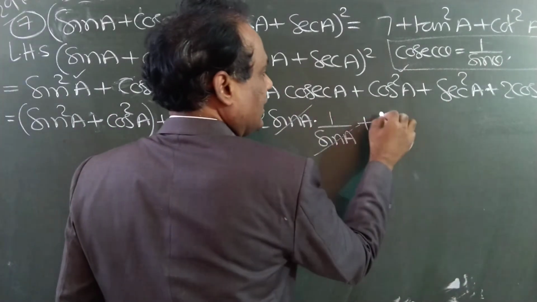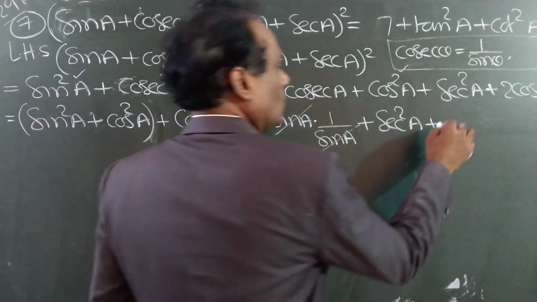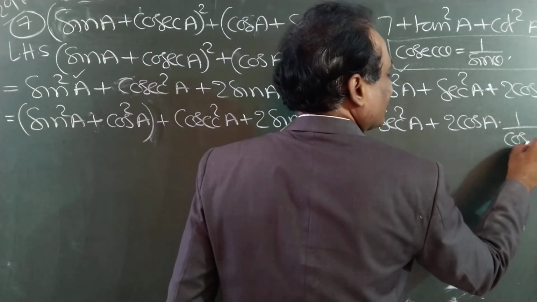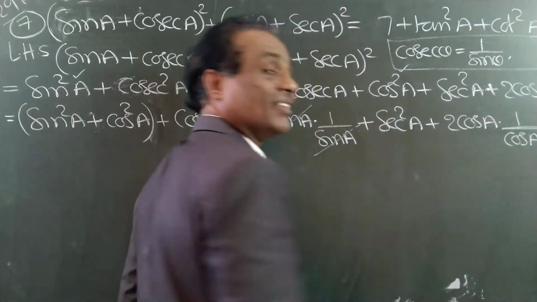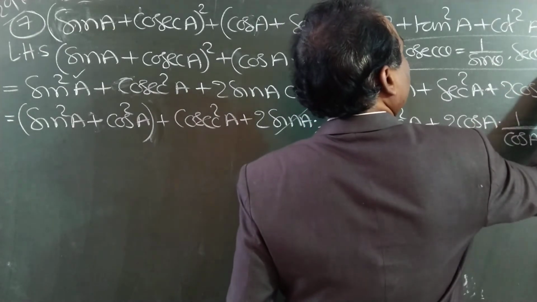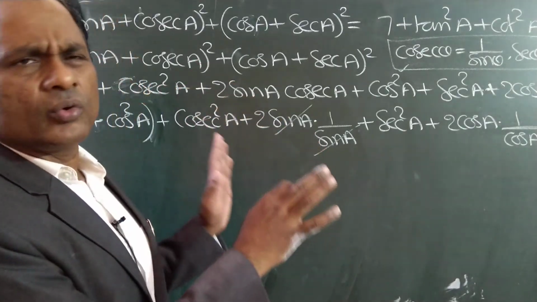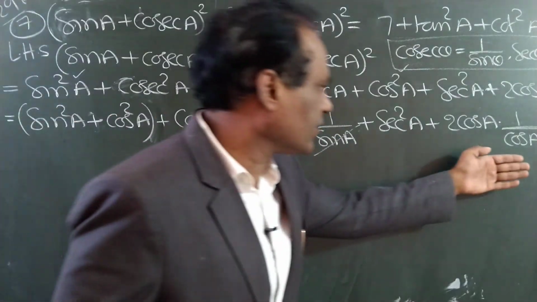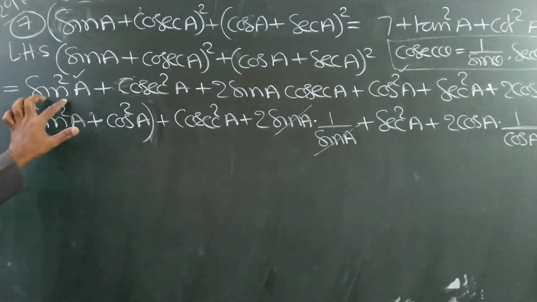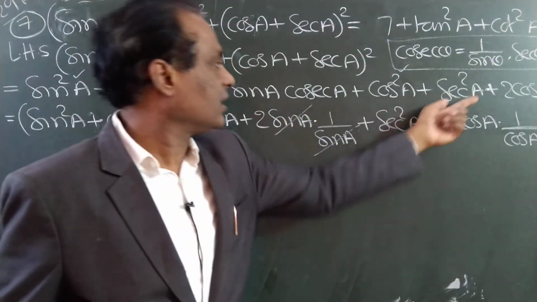So what is left? Secant square, 2 cos A into secant, and secant is 1 by cos. Secant theta is equal to 1 by cos theta. Write down all the formulas which we are using. Whatever formula we are using, write it very neatly. I am not getting space here. I wrote it here. See, no changes: sine square same, cos square same, cosecant square same, secant square same.